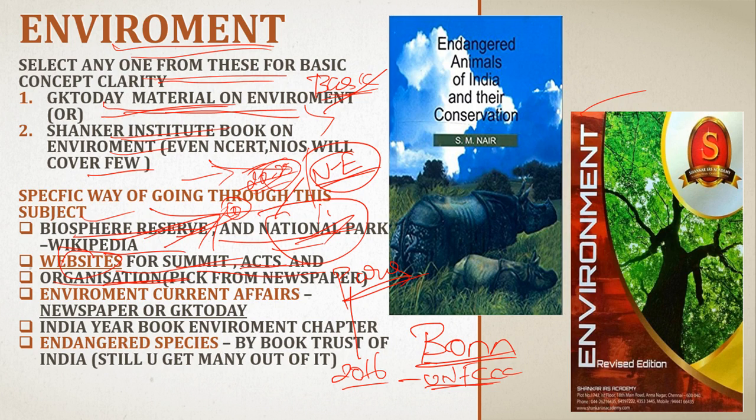So if you have the Kigali agreement, then you have to go through the website of the Montreal Protocol. You need to Google it. And it is the same with respect to an act. If you come across, say, the Environmental Protection Act, then you have to go through the Environmental Protection Act and see what the provisions of the act are. And it is the same with respect to organizations.